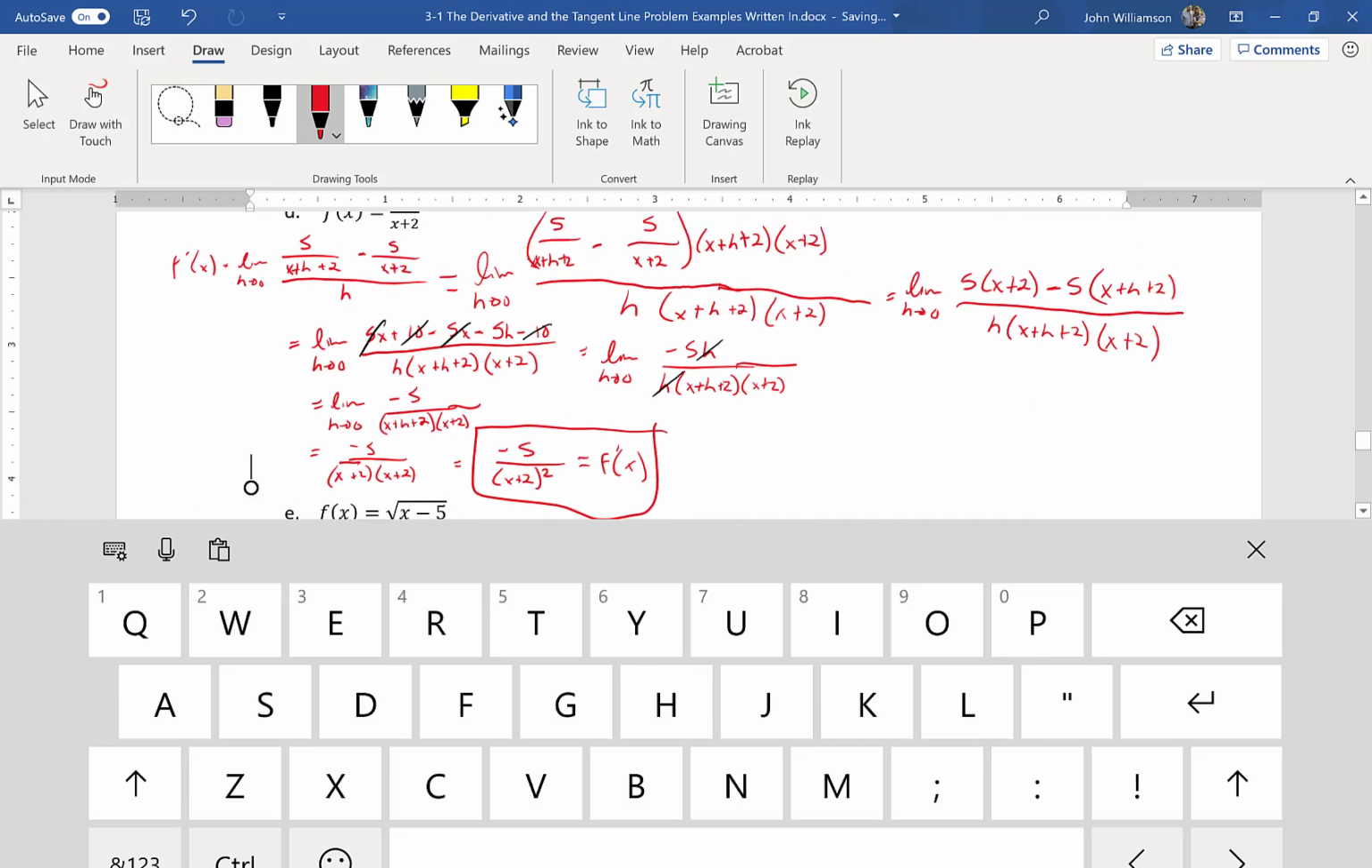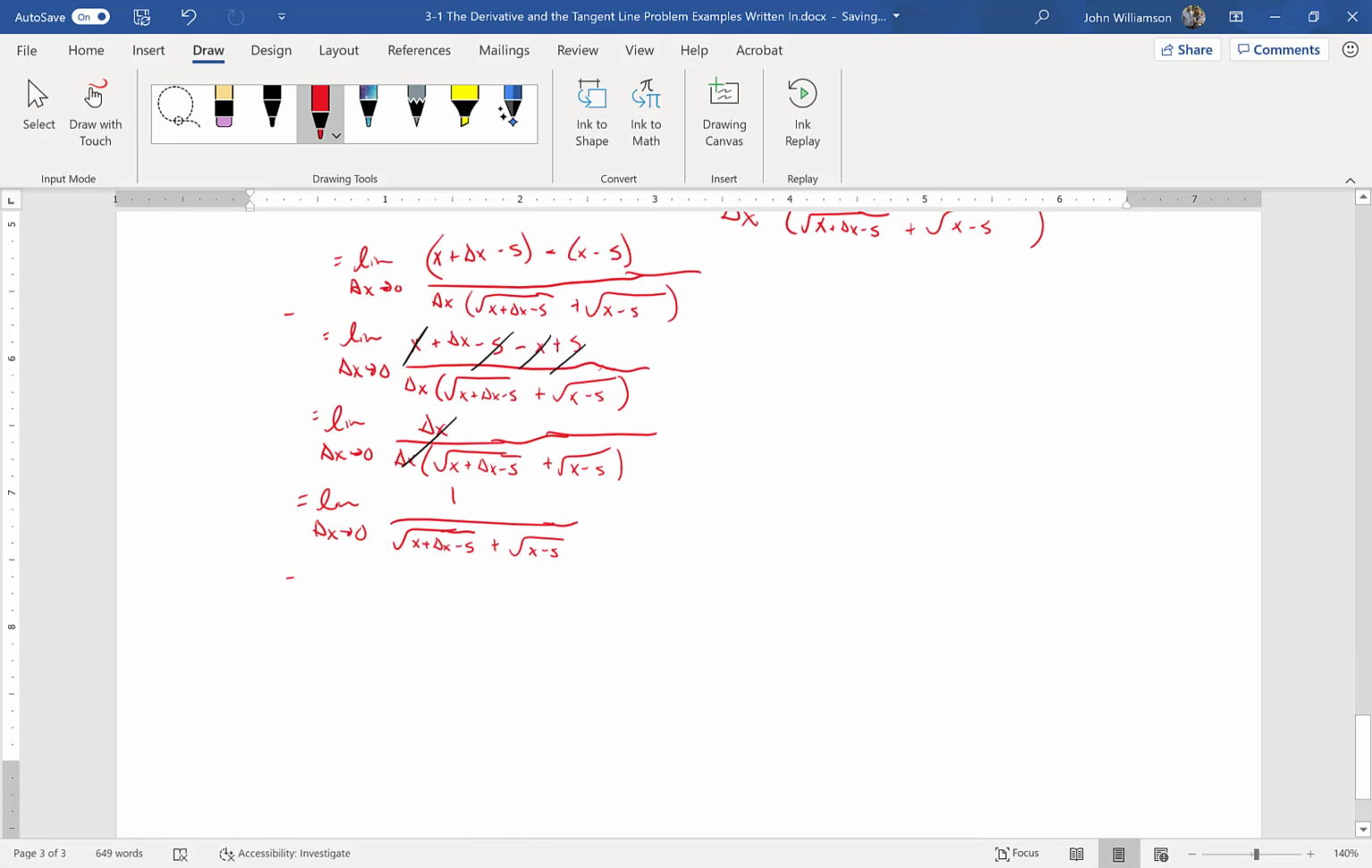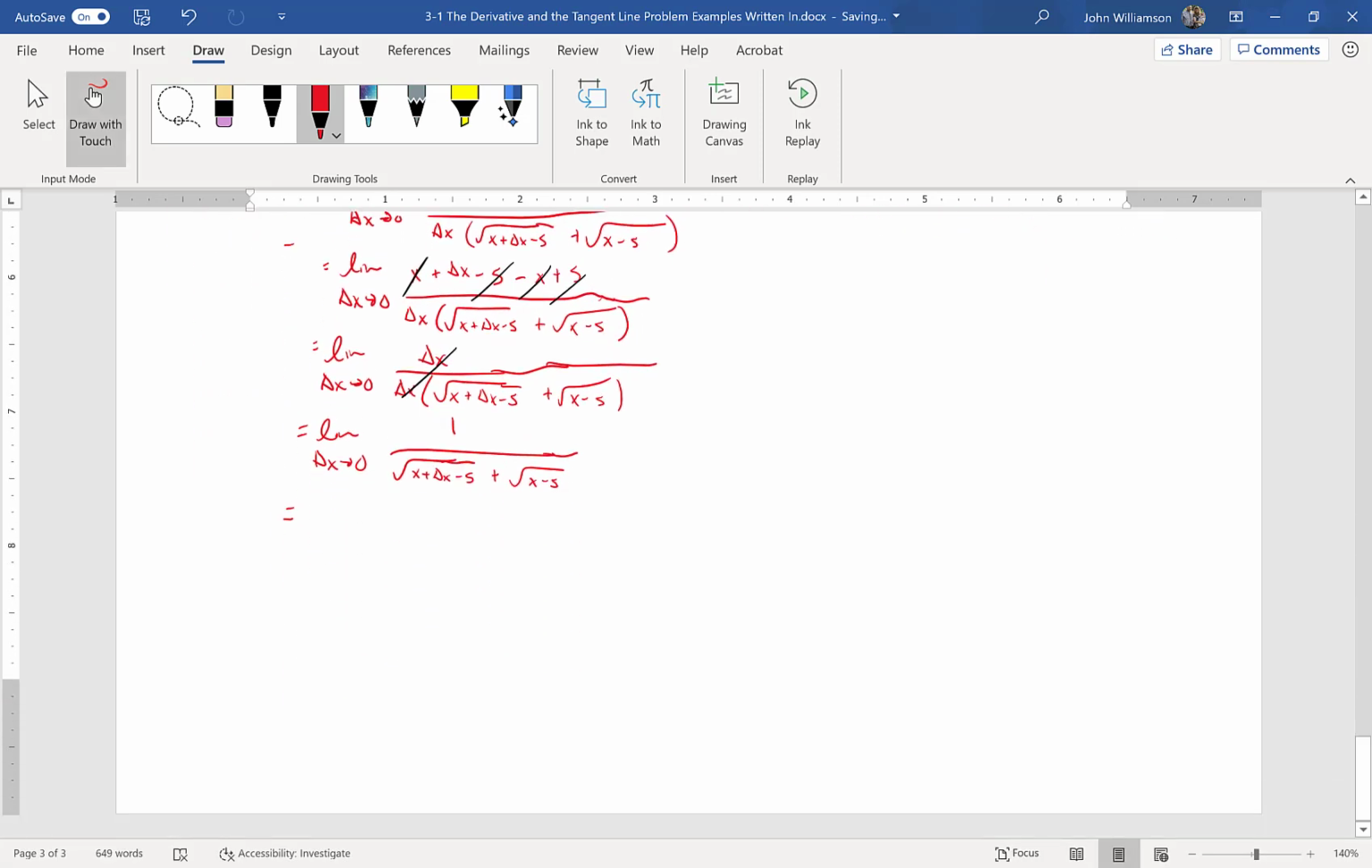So when I substitute in for delta x equaling 0, it becomes 1 over square root of x plus 0 minus 5 plus square root of x minus 5. And what is square root of x minus 5 plus square root of x minus 5? Notice now my limit notation's gone because I've substituted in for delta x. So this just becomes 1 over 2 square roots of x minus 5.